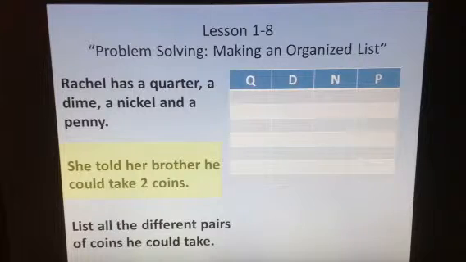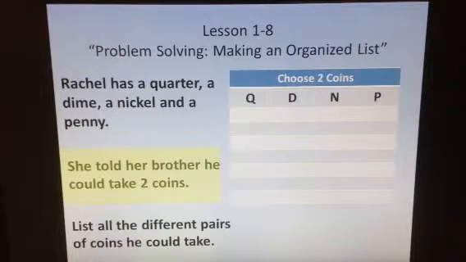Then she told her brother he could take 2 coins. What information should we add to our chart based on that sentence? We could say choose 2 coins, so that we're not going to let him take more or less than that. List all the different pairs he could take. Let's get started. Start with the one on the left, the one that's worth the most.